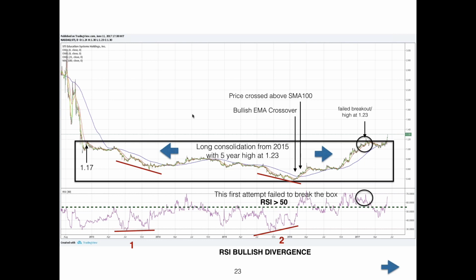Price was able to hold above that level. Now last week, it made another breakout attempt and succeeded to close above 123, which was above the previous resistance. It is now trading at its 5-year high.